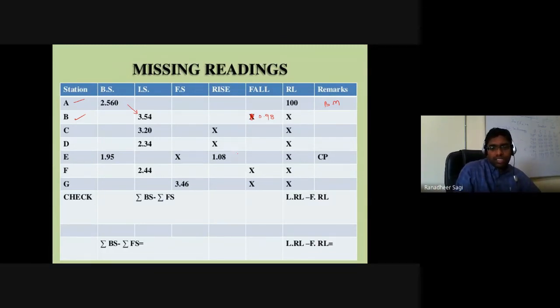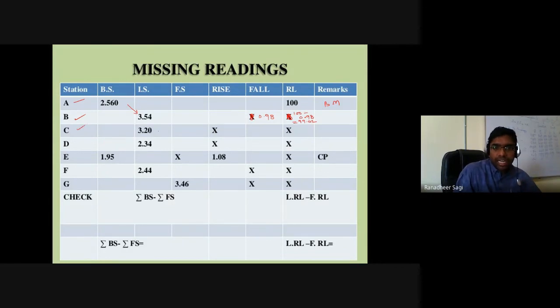Okay. Next, the RL value of point B is missing. So how do we calculate the RL value of point B? RL value of point B based on the rise and fall method is the RL value of your previous point minus, as it is a fall value, that's why I'm writing it as minus 0.98. Now likewise, let's move on to point C.